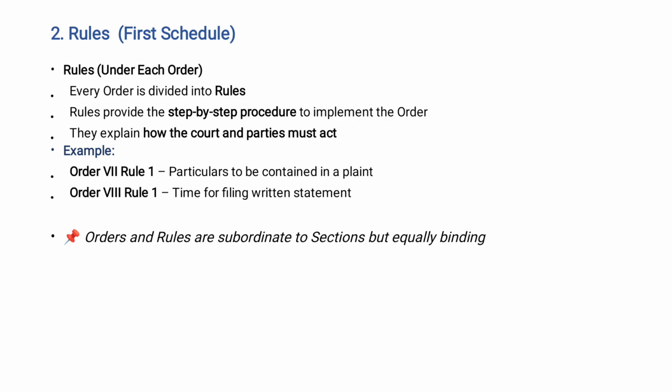After filing a case through a plaint by person A, he will be called the plaintiff and B will be called the defendant. Now, the defendant has to file a written statement after receiving the summons, and the time for filing a written statement will be mentioned in order 8 rule 1. Here, orders and rules are subordinate to sections, but they are equally binding.